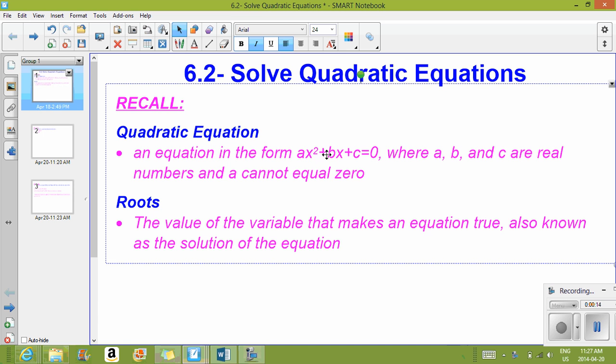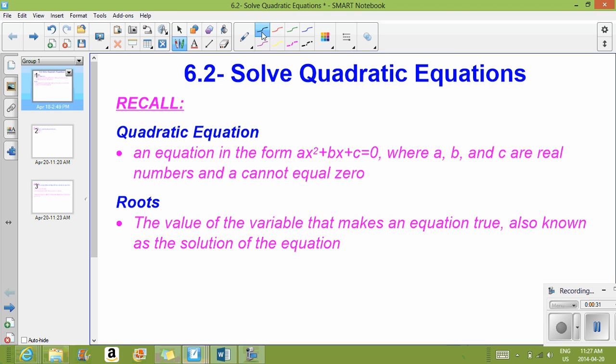And if you remember this from the first unit, chapter 4 of quadratics, it's ax squared plus bx plus c. And now we're looking when it equals 0. So just keep in mind that a, b, and c are real numbers, and that a cannot equal 0. The other thing that we're going to look at then are roots. The roots are the values of the variable that make the equation true. These are also known as the solution of the equation.